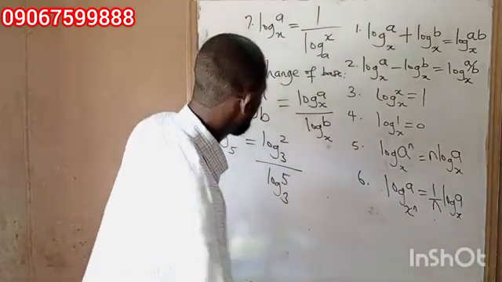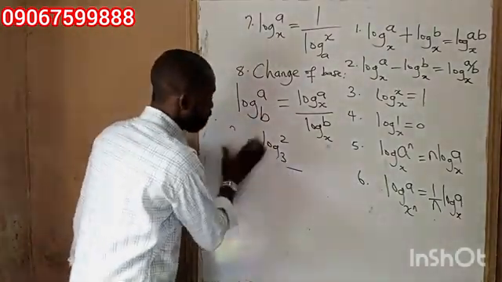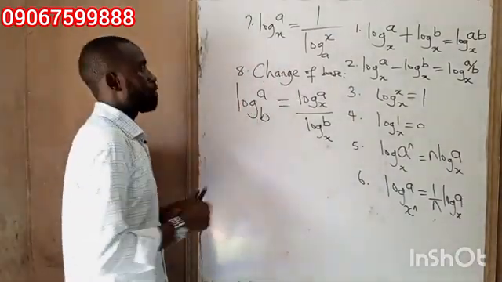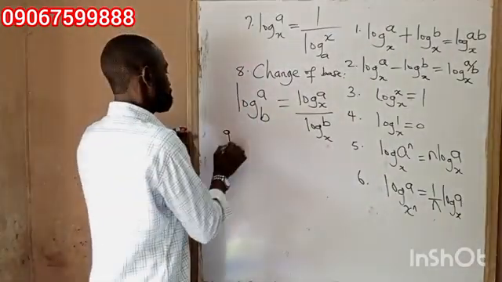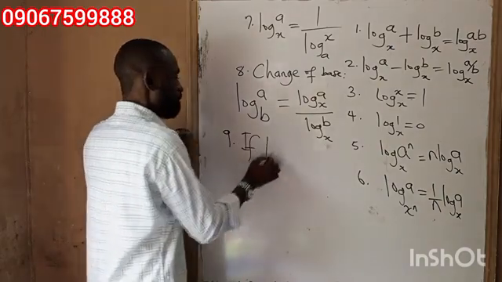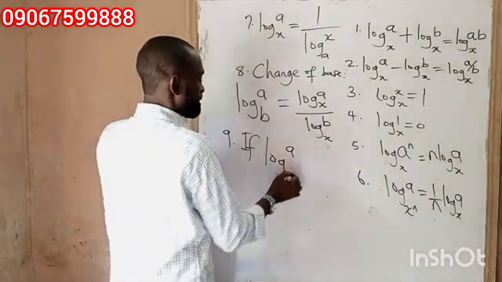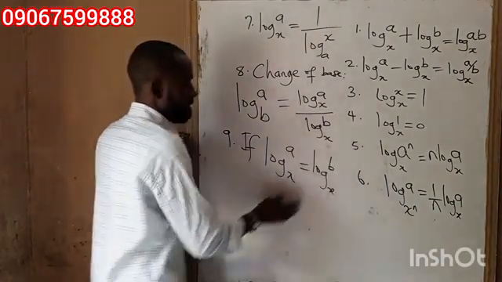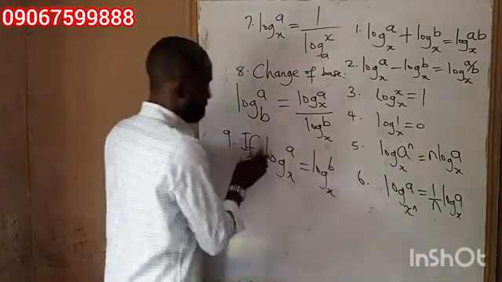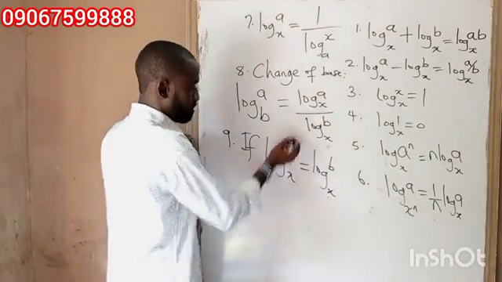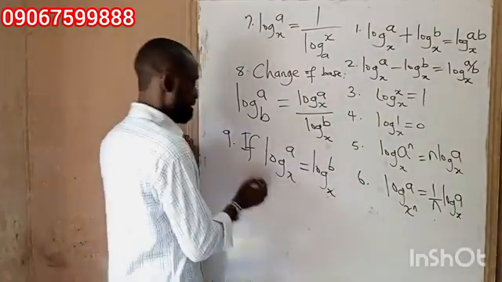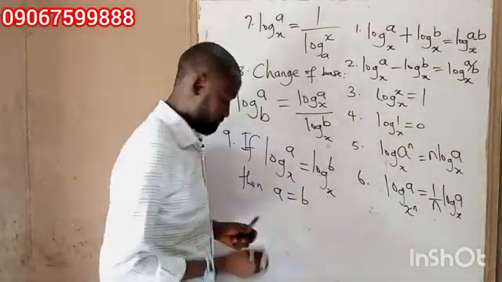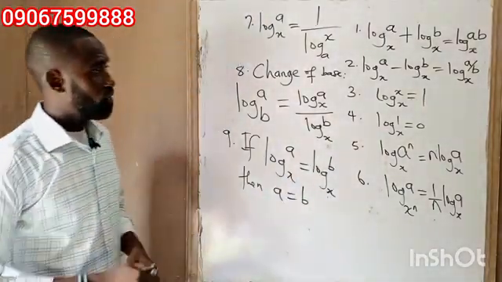So we have these 8 laws here. Let's go to the next one, that's what we call conditional law 2 under logarithm. It says if log of a base x is equal to log of b base x, I have the same thing here, log base x equals log base x. So this log base x will cancel this log base x. Then our a will be equal to b.